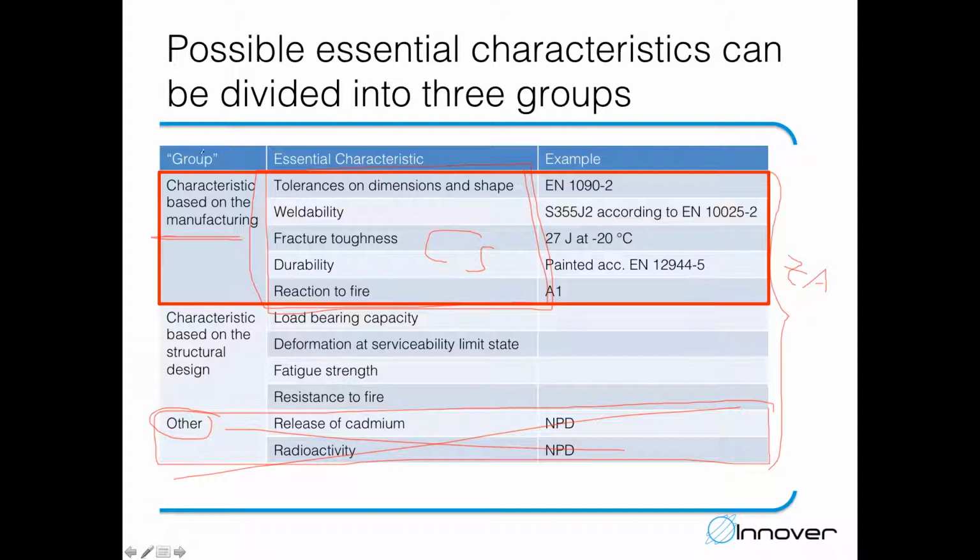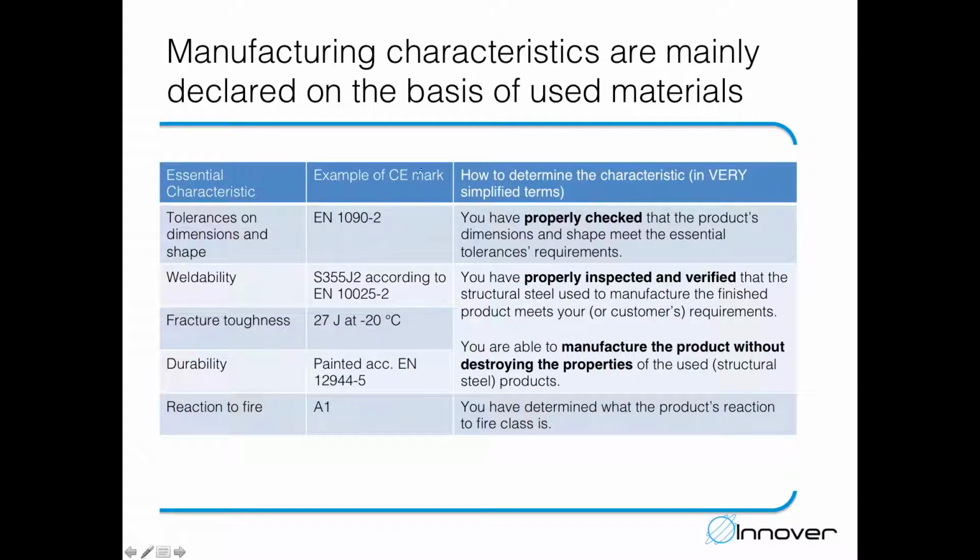But if we now take a closer look at these characteristics that are based on manufacturing, I already mentioned that these characteristics heavily rely on the component specification before you can declare them. I already mentioned quite quickly that the first essential characteristic related to the manufacturing, called tolerances on dimensions and shape, means that if you are going to declare it, you have properly checked that the product's dimensions and shape meet the essential tolerances requirement with respect to the component specification. So again, we have the component specification here.